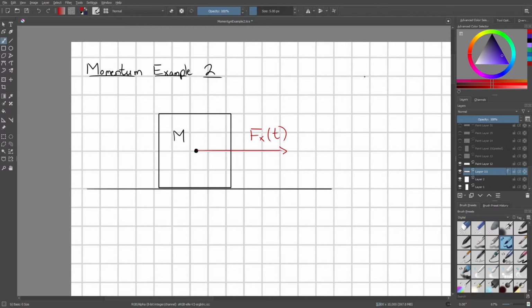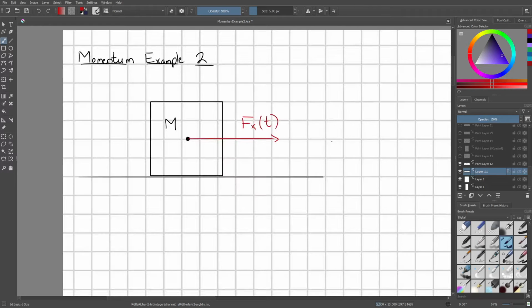Hey there. So, in this next example problem, I just want to talk a little bit about impulse. It's not something that I really mentioned in my talks about momentum, but I think we can discuss it thoroughly through example. So, in this situation, we just have a block of mass m, and it has a net external force of Fx pushing it to the right. Now, the key with Fx is it could be any function of time.